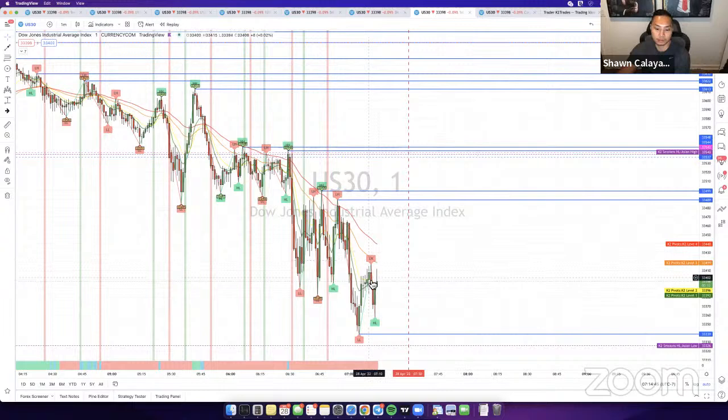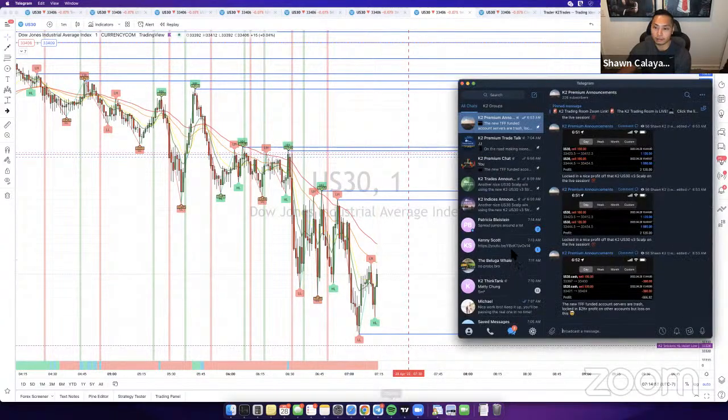Other than that, guys, there's no entries available here yet. We haven't gotten that buy signal yet, so we don't have the retracement.